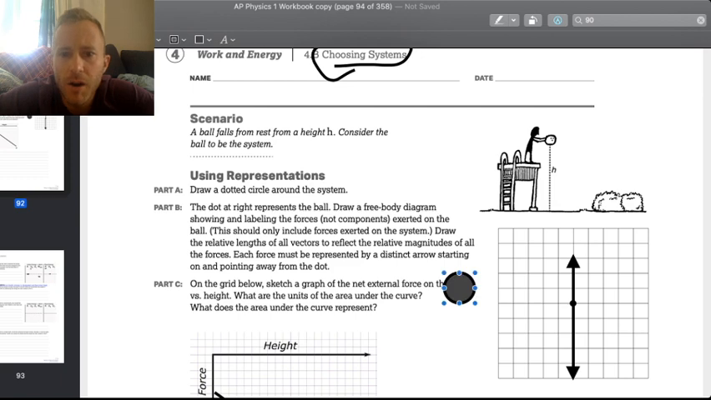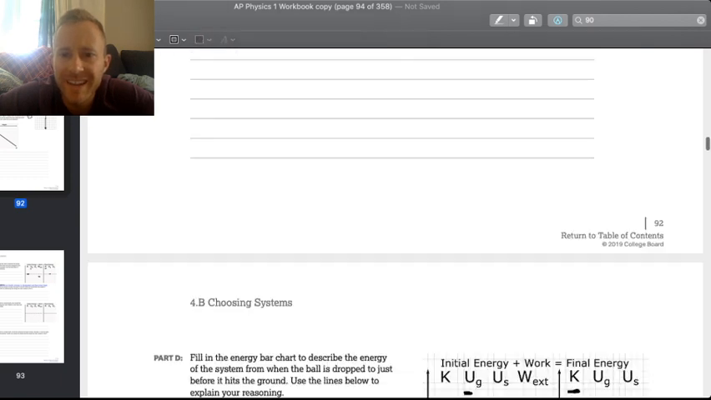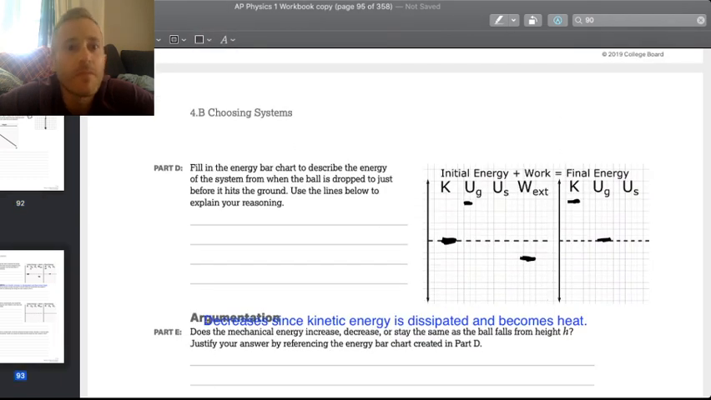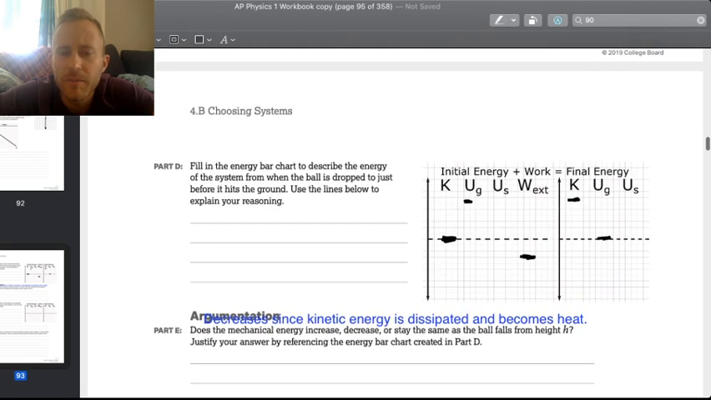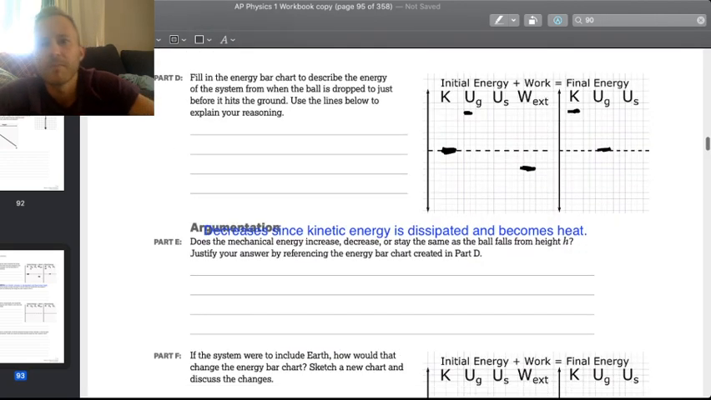Now, a ball has kinetic energy. I need an eraser or something. Maybe I can. How do I erase what I said? Okay. So I'm just going to explain it in words.